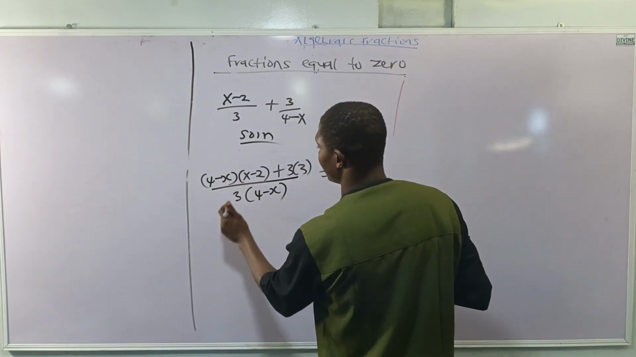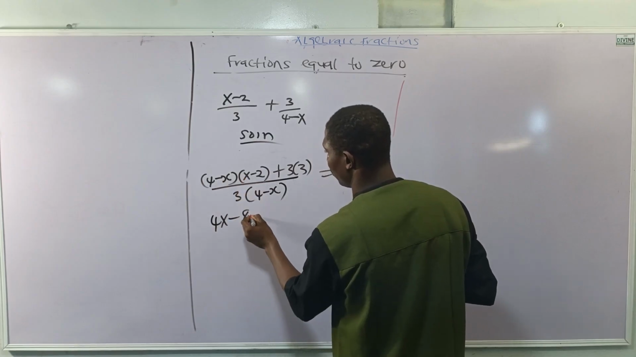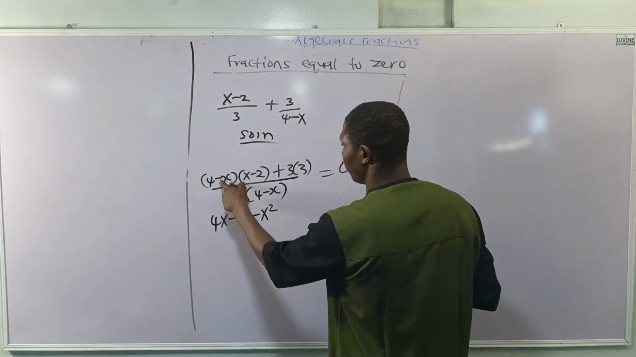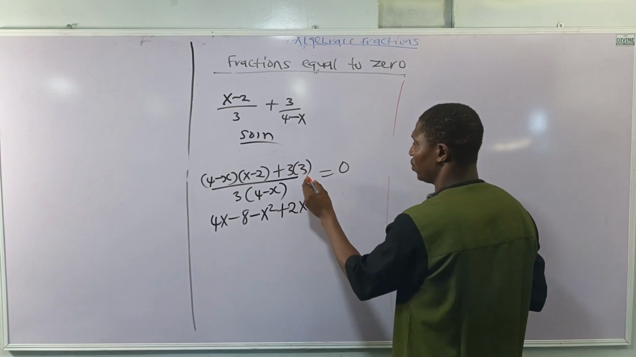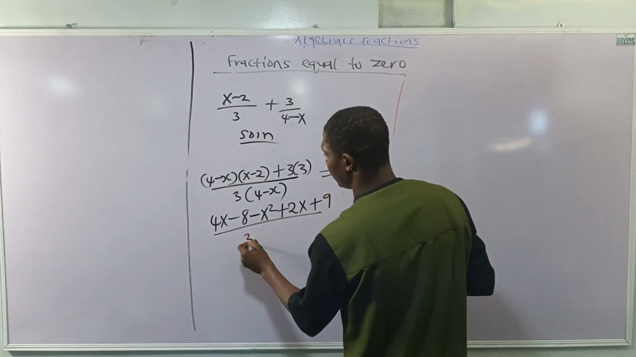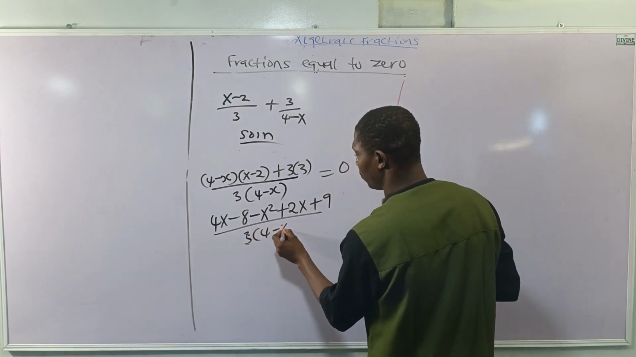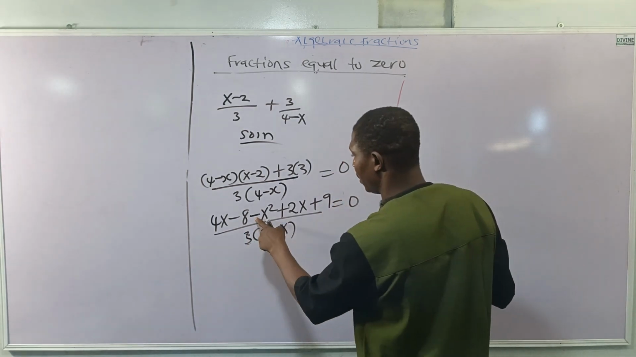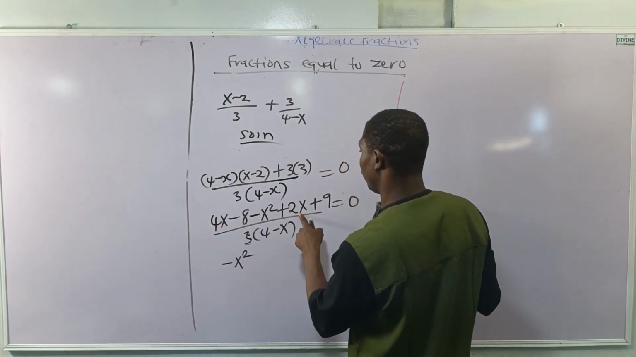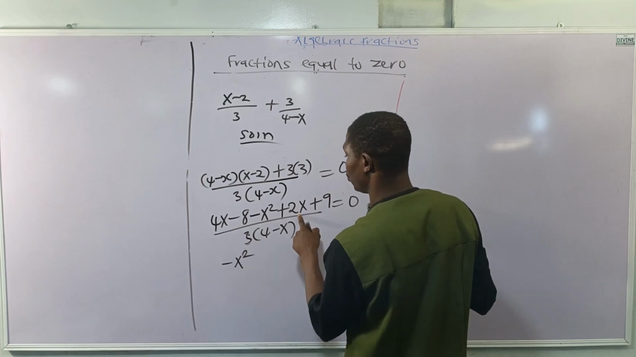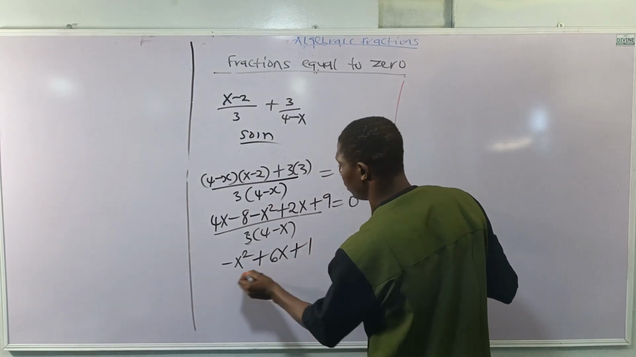Now, 4 times x is 4x, minus 4 times 2 is 8. Minus times plus is minus x times x, x squared. Minus minus plus 2 times x, 2x, plus 3 times 3, 9, all over 3(4 minus x) equal to 0. This is minus x squared. And I have plus 4x plus 2x gives me plus 6x. And minus 8 plus 9 will give me positive 1.